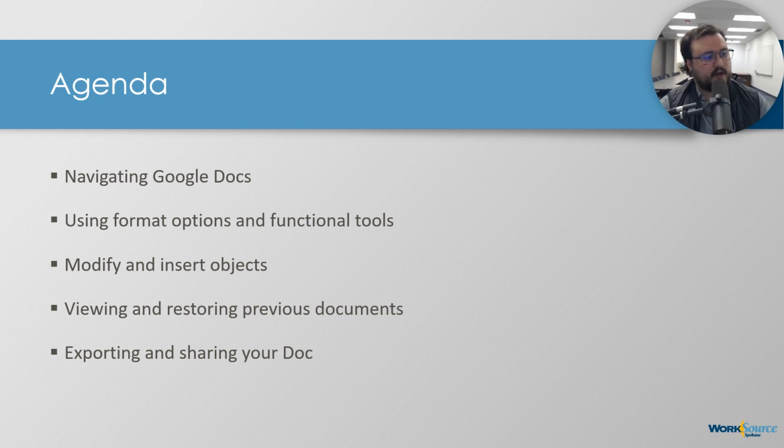Next one will be modifying and inserting objects like tables and charts and things like that. After that, we'll be viewing and restoring previous documents. Say there was an edit that you didn't like and you want to restore the previous version. I'll show you how to do it. Then finally, we'll be going over how to export and share your document with others, along with privacy settings and permissions as well.